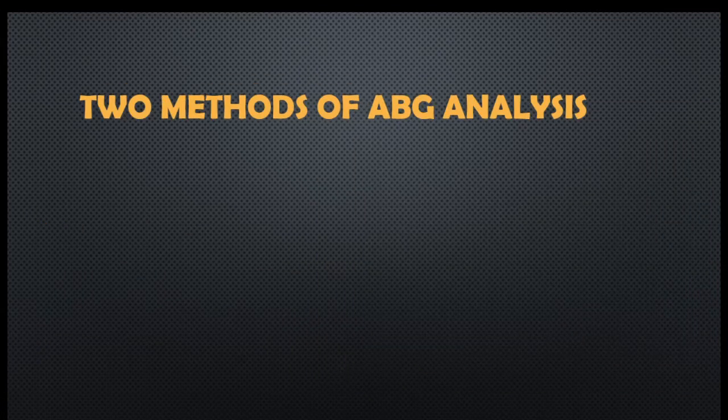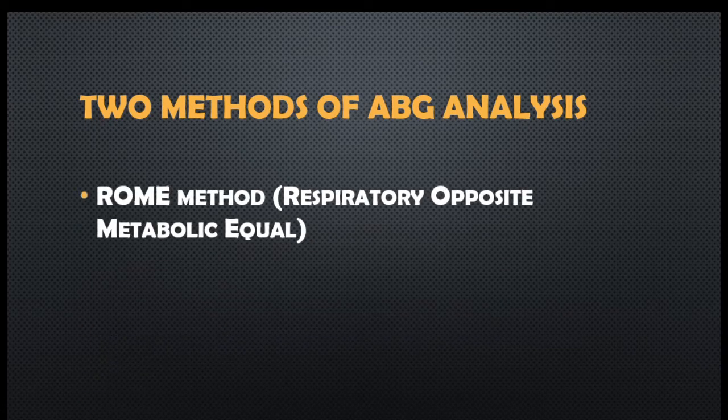There are many ways of analyzing ABG, but for the sake of this video, we are just utilizing two methods. We have the ROME method, short for respiratory opposite or metabolic equal. It means that we will treat any condition in the ABG result that has opposite arrows as respiratory. If the arrows are the same or equal, it always means metabolic.